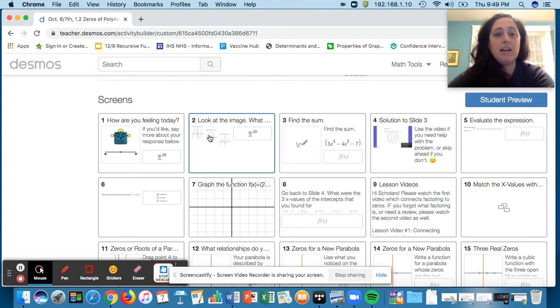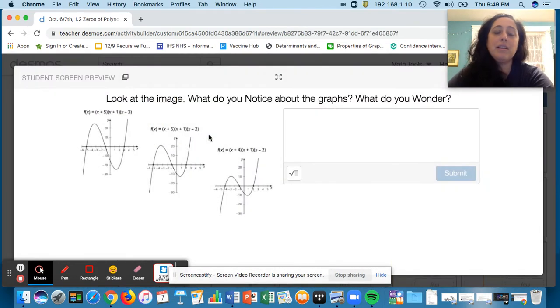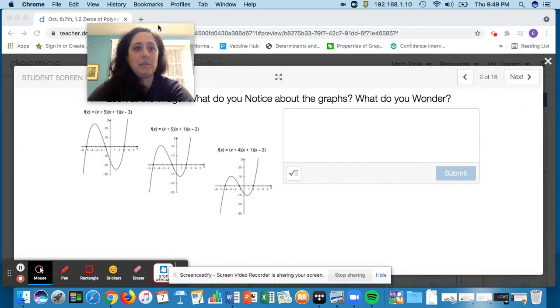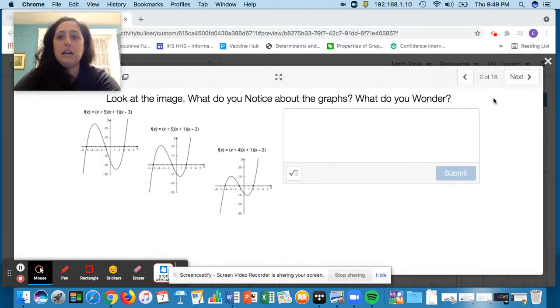Let's look at slide 2. That was a noticing and wondering, so I'm not going to spend too much time on that. Some of the most common noticings were that these are different graphs, with some different numbers in them. Another noticing was that all of them have kind of this shape, and making the connection between this shape and having three factors.